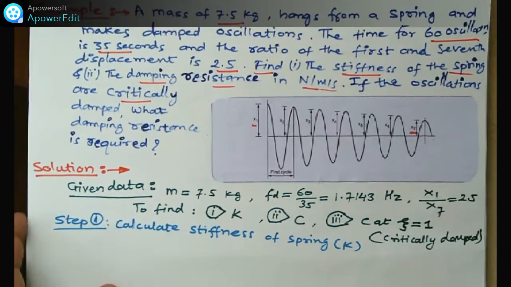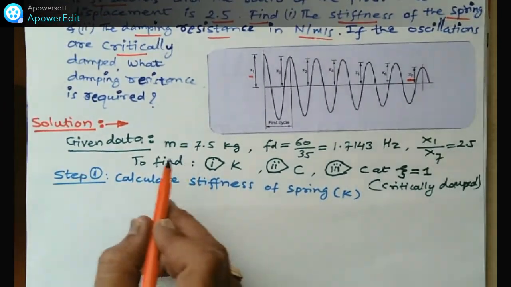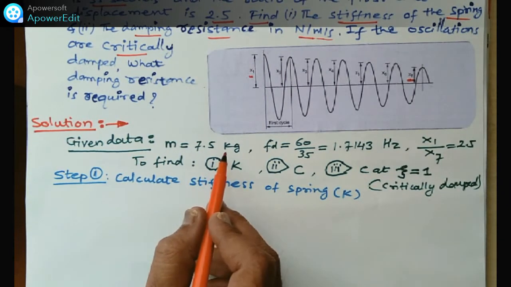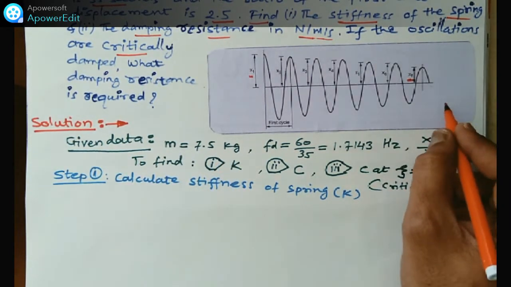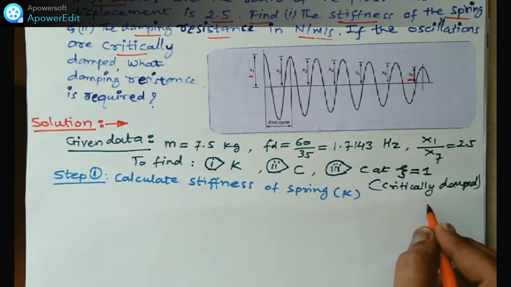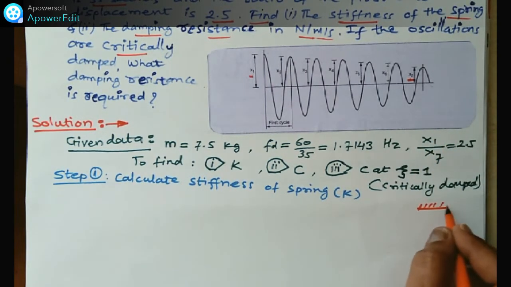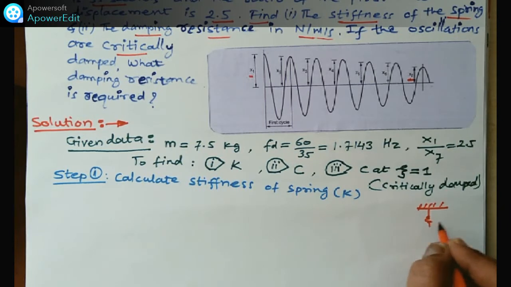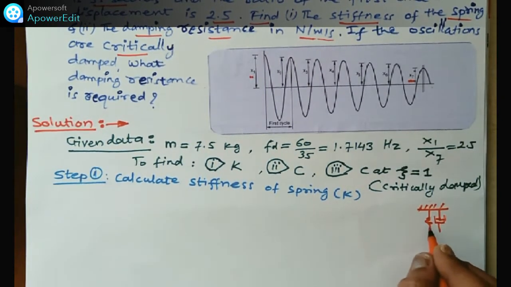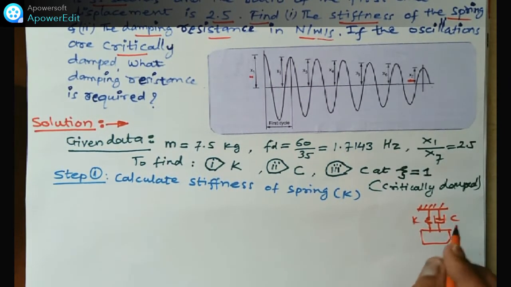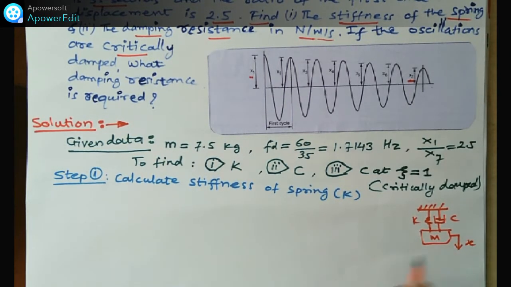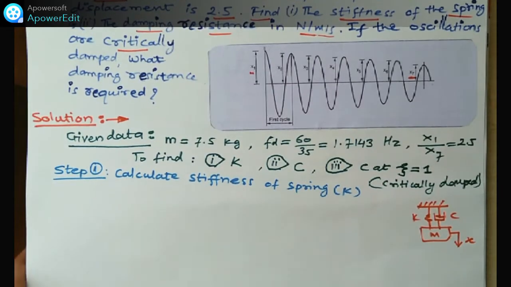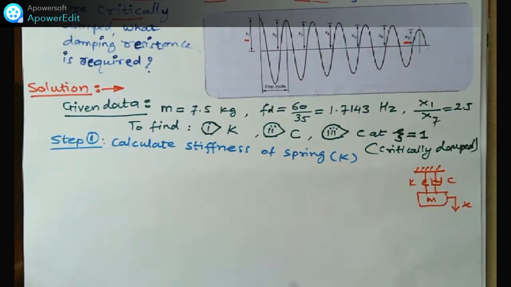So friends, the given data is written here. The mass is 2.5. For understanding purposes, I will draw a diagram. Here is the spring and one damper. This is the arrangement, and this is the mass. This is the spring K, this is the damper C, and this is the mass M. A displacement X is given to this mechanical system.